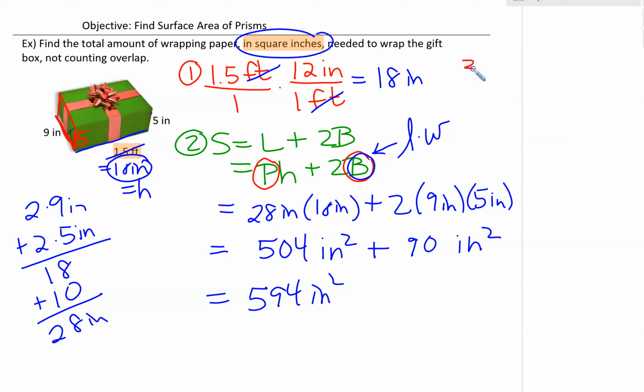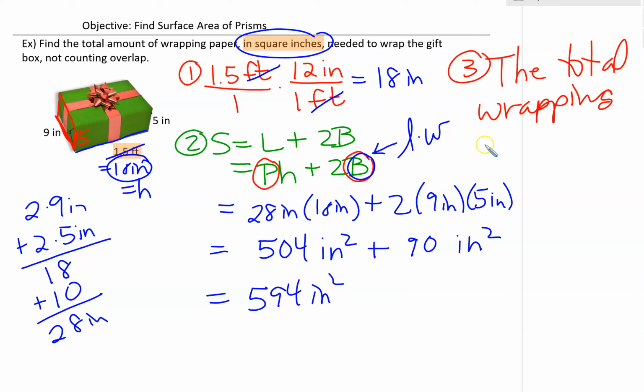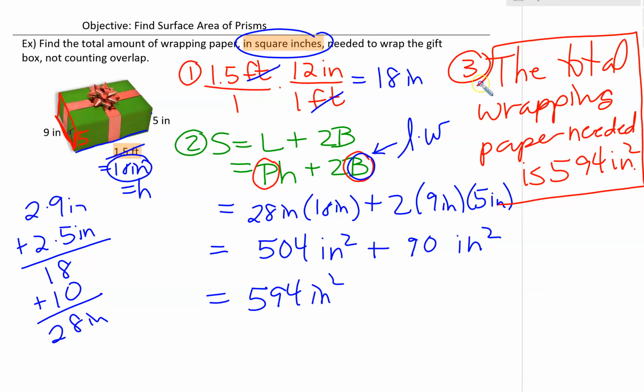So I'm going to write it over here. So for my conclusion, again, I'm looking at wrapping paper. So total wrapping paper needed. This, remember, did not require any rounding anywhere, so we would just say it is 594 square inches, and here I'm going to use the power notation to finish that problem.